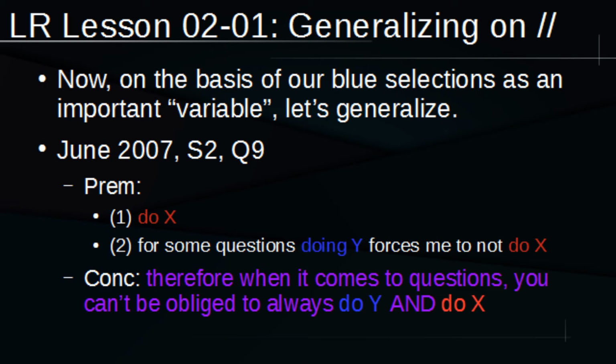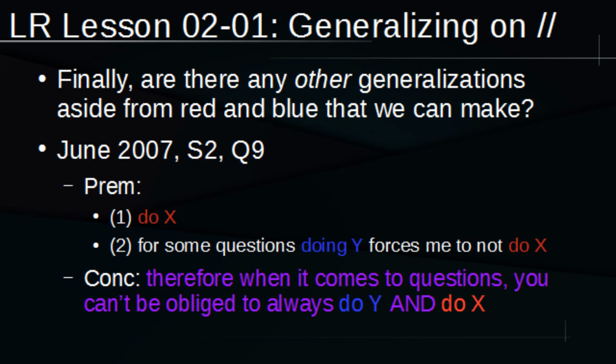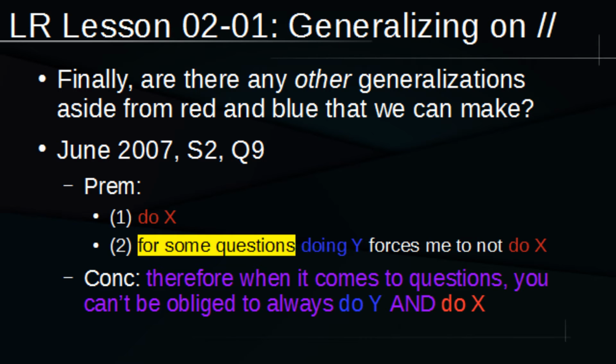And now finally, after having done this red and blue stuff, I like to look to see if there's any other text to simplify. So let's see what that looks like here. On the hunt for things other than red and blue that we can simplify, my eye is drawn to premise 2, specifically the bit about the context of premise 2 being in the context of being asked questions.